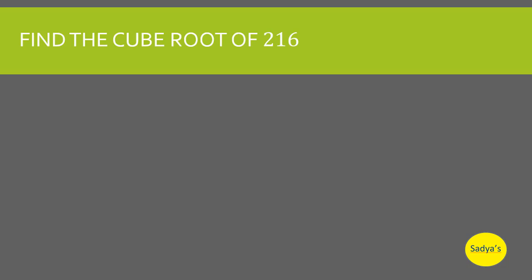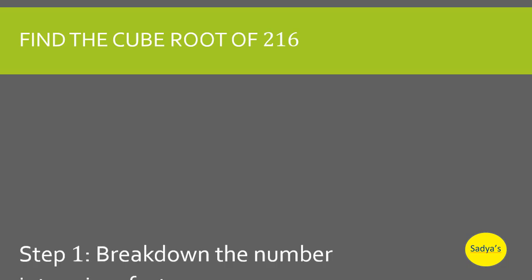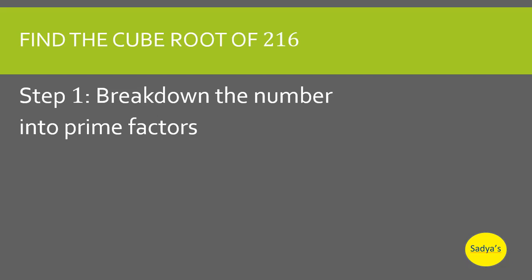Do you remember the first step? The first step is prime factorization. We break down the number into prime factors. So 216, starting with the smallest prime number, which is 2, 216 divided by 2. What is it? Is it 18? No, this is a mistake the majority of students make. 216 divided by 2 is not 18. In fact, it is 108.